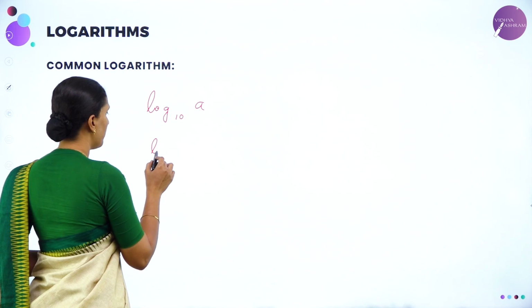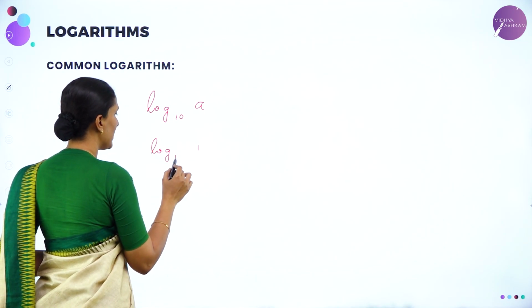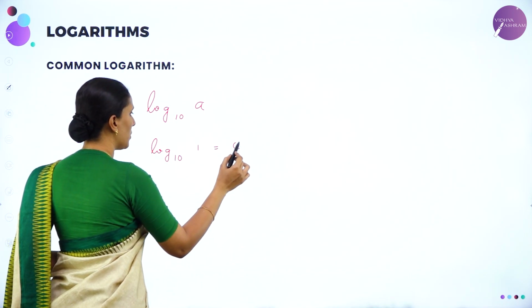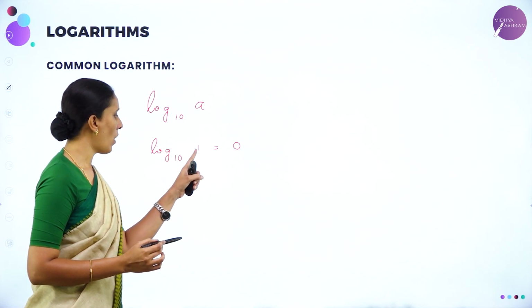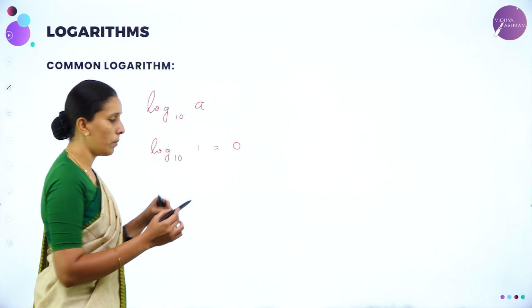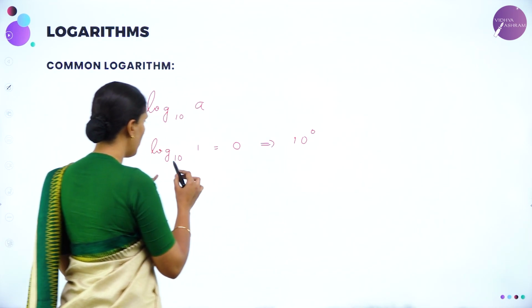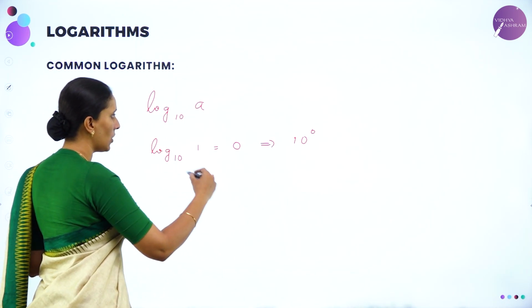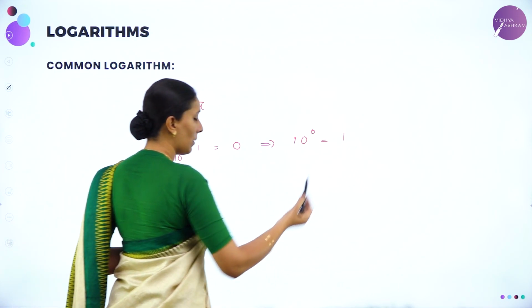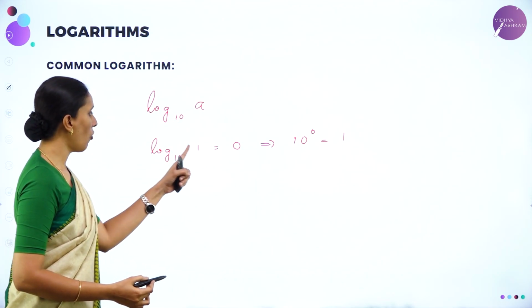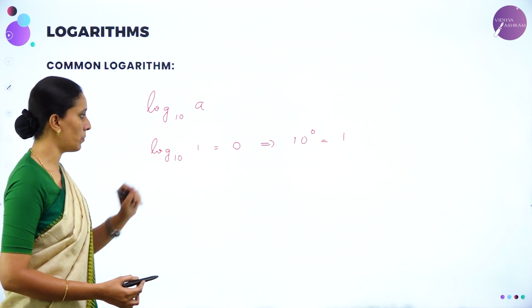For example, log 1 to base 10 value will be equal to 0. We know that log 1 to base 10 value is 0 because, if we write this in the exponential form, this is nothing but 10 power 0. Anything to power 0 will be 1. So obviously the log of 1 to any base has to be 0.